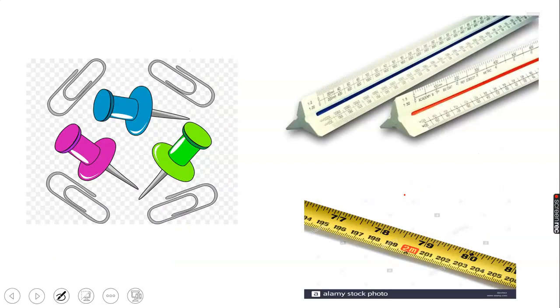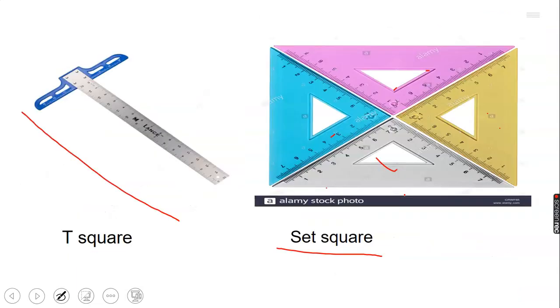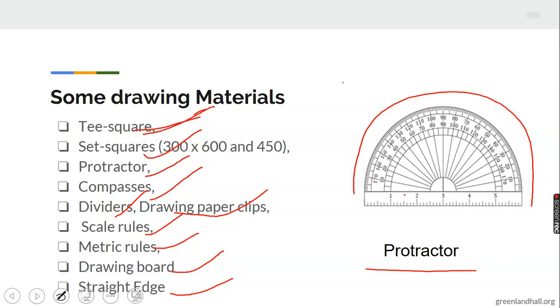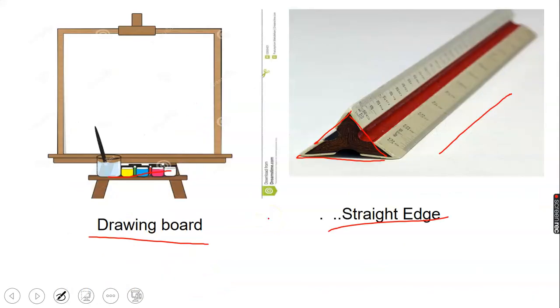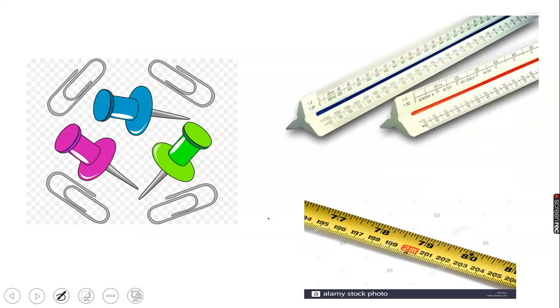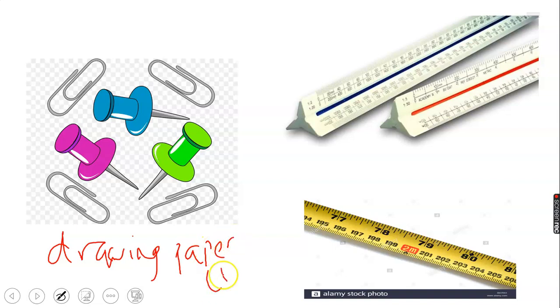Now we have pins to clip papers to the board. Let me show you in the list. Drawing paper clips. This is drawing paper clips. We have two types of them. I've copied for you this type and this type. You can use them to clip down your paper when you are drawing.